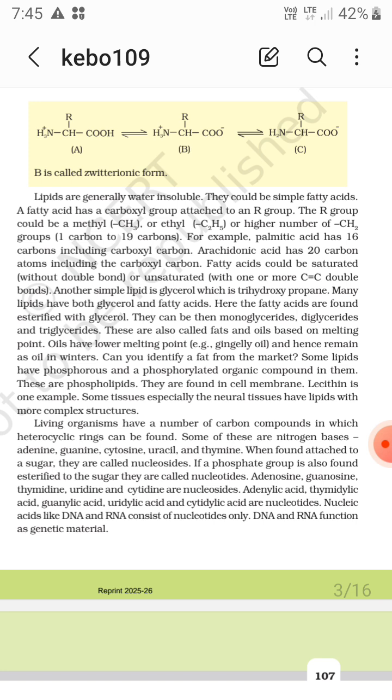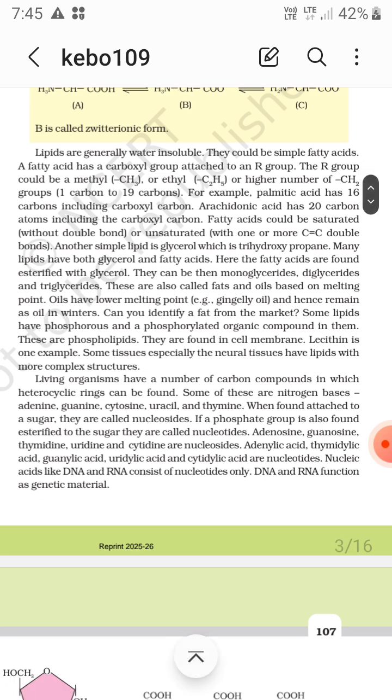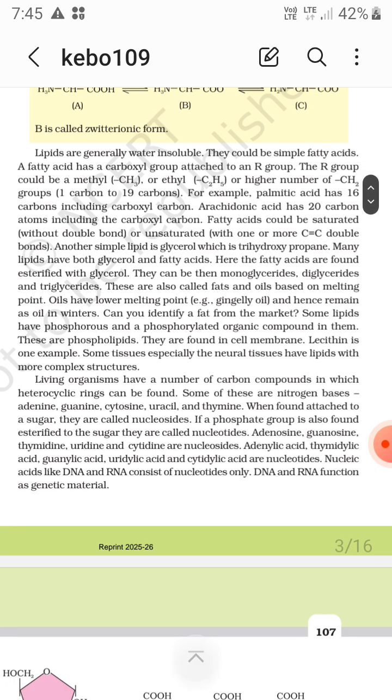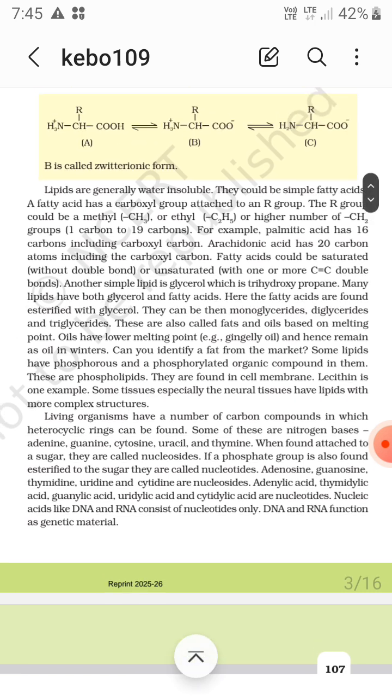Another simple lipid is glycerol, which is trihydroxypropane.